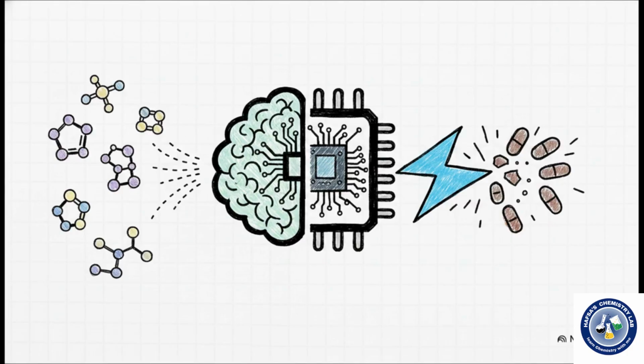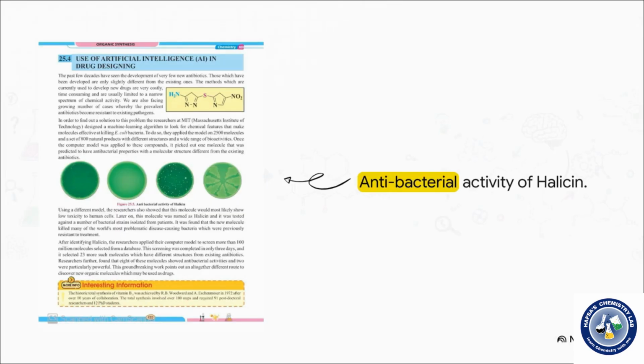They initially trained and applied this model on a set of 2,500 molecules and 800 natural products. And the AI delivered. It picked out one specific molecule that structurally looked absolutely nothing like our existing antibiotics. Using another model, they confirmed it would likely have low toxicity in humans, and they named it halicin. Just take a look at the Petri dish images here. When tested against isolated strains, halicin successfully cleared out some of the world's most problematic treatment-resistant bacteria.